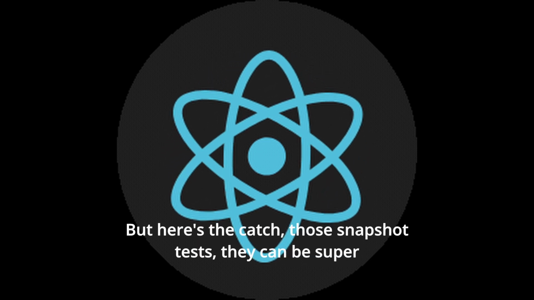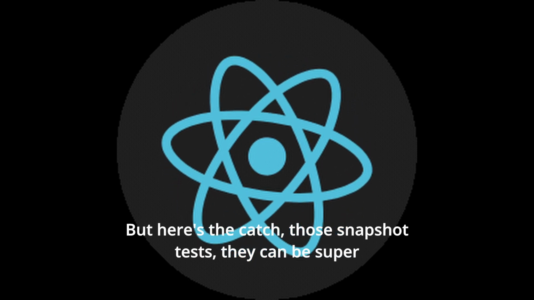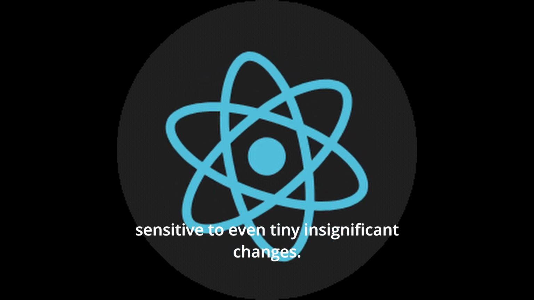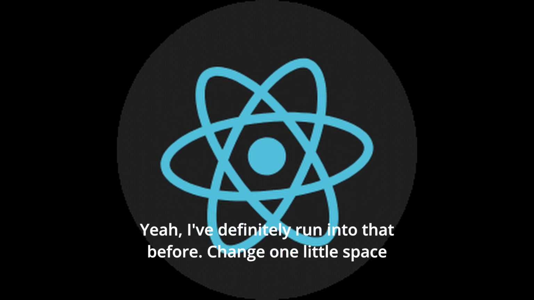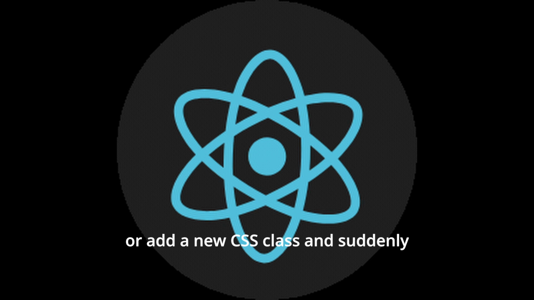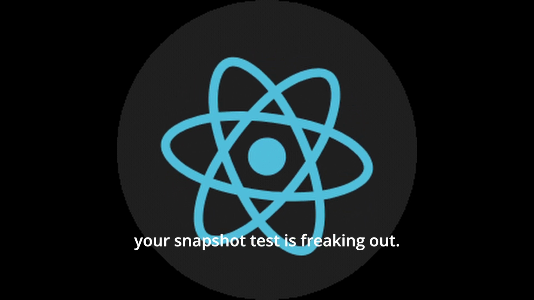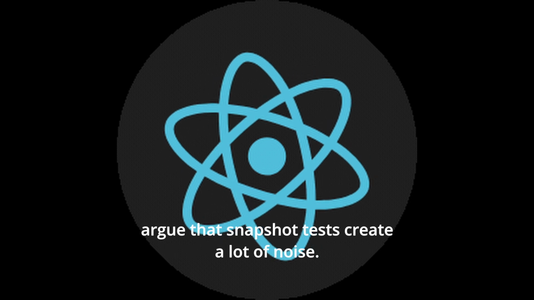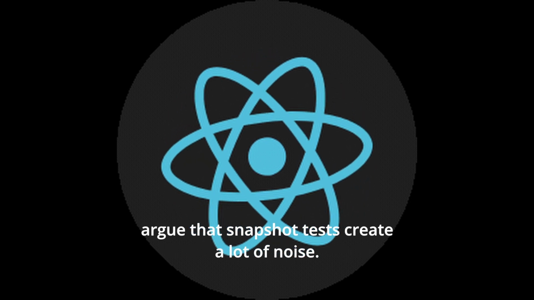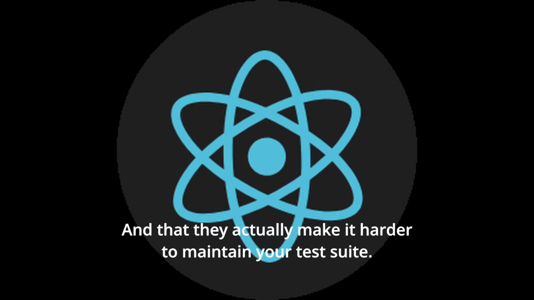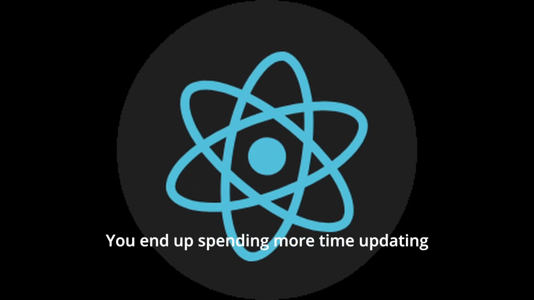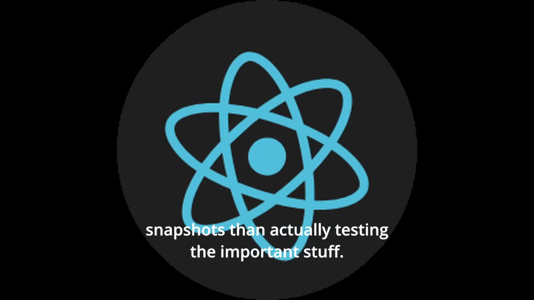Right. But here's the catch. Those snapshot tests can be super sensitive to even tiny, insignificant changes. Yeah, I've definitely run into that before. Change one little space or add a new CSS class, and suddenly your snapshot test is freaking out. Yeah, and that's where the controversy comes in. Some developers argue that snapshot tests create a lot of noise, and that they actually make it harder to maintain your test suite. Yeah, I can see that. You end up spending more time updating snapshots than actually testing the important stuff.